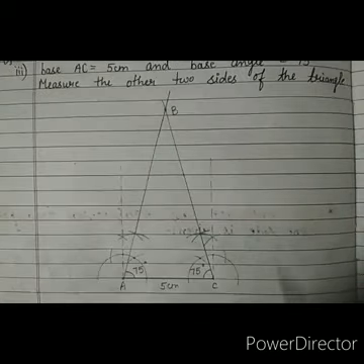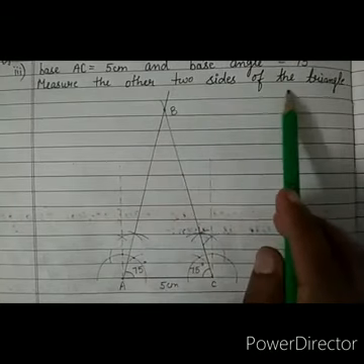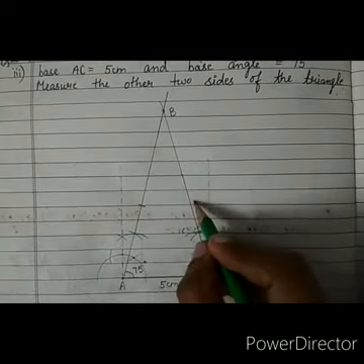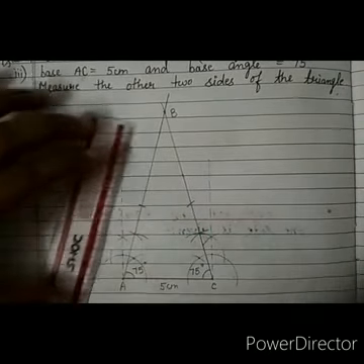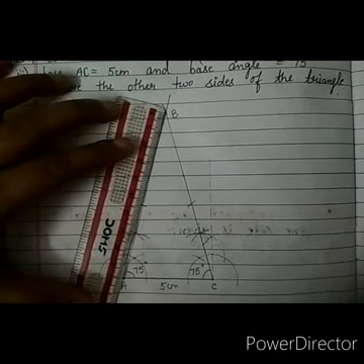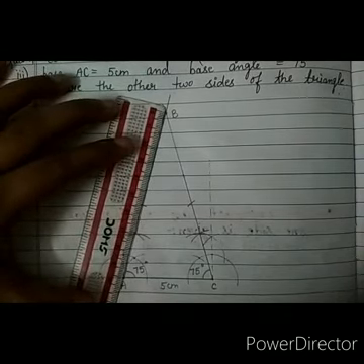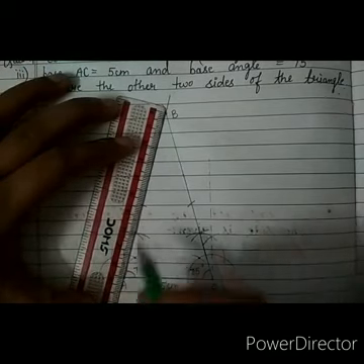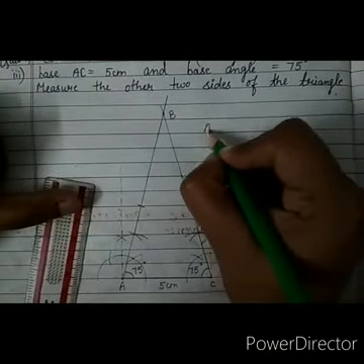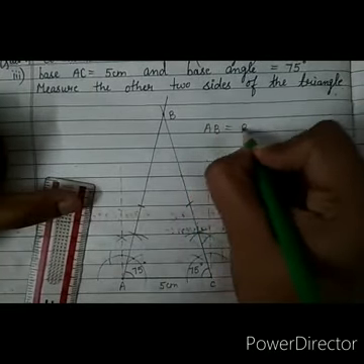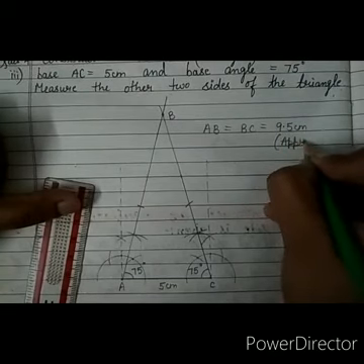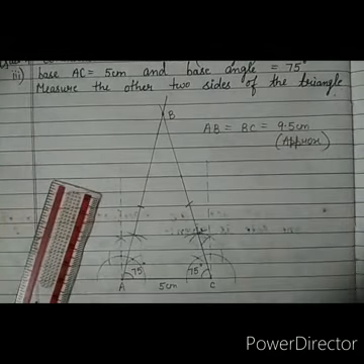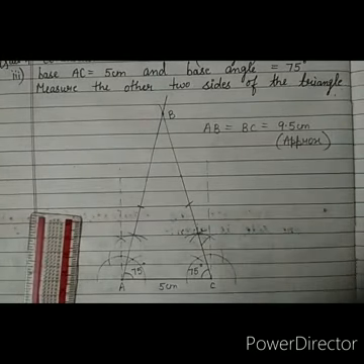Now further in the question we are given, measure the other two sides of the triangle. So as it is an isosceles triangle, these two sides are equal. When we measure this side with the help of a ruler, it is approximately 9.5 centimeters. So here we can write AB is equal to BC is equal to 9.5 centimeter approx. So this is the required construction of this question.